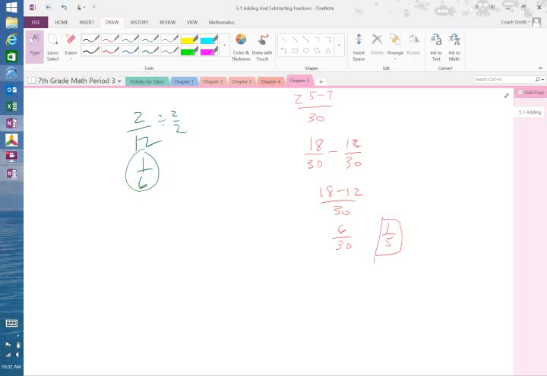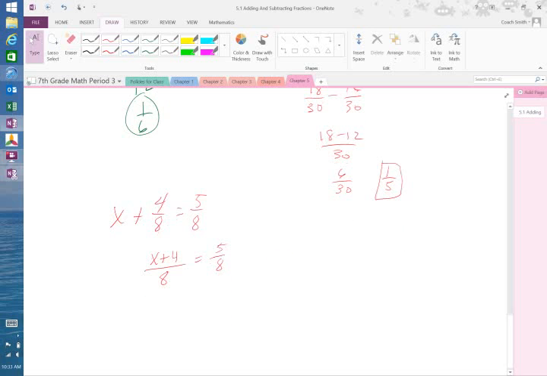All right, now one other one I want to look at here. X plus 4 over 8 equals 5 over 8. And so they want to know what X is. So it's fairly simplistic. We're saying that X plus 4 over 8 is equal to 5 over 8. Well, what's the only thing that you can add to 4 to get 5? 1. So the answer here then is X is equal to 1/8. It has to be 8 because I can't add it to 4 unless it's got an 8 on the bottom. Okay? And so that's what you've got.